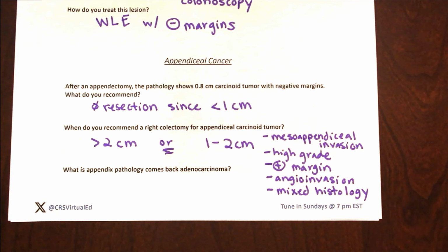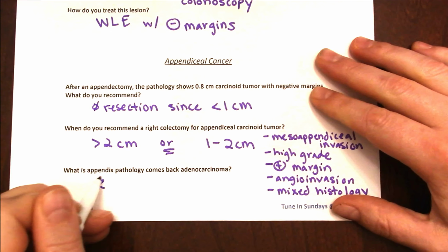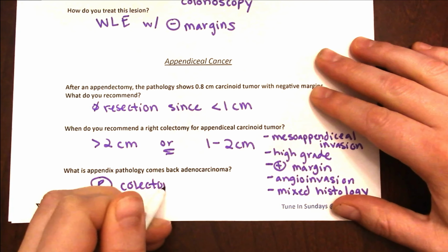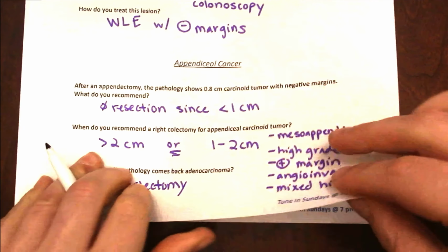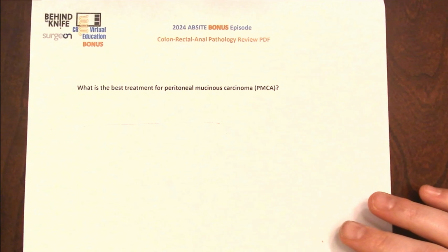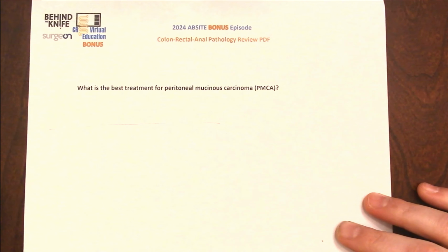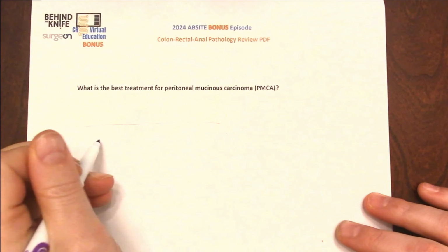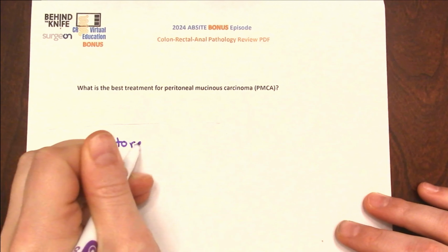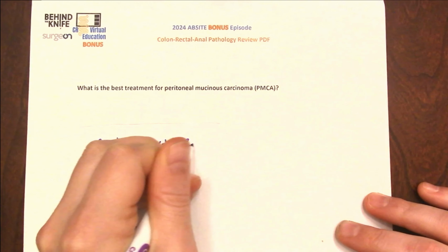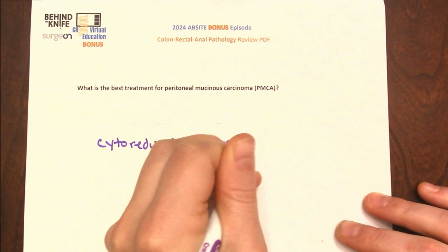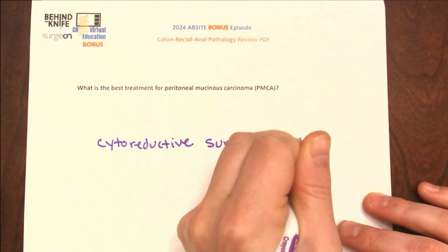And what if the appendix pathology comes back as adenocarcinoma? If you have an appendiceal adenocarcinoma, then you would go ahead and proceed with a right colectomy. Okay, and then what is the best treatment for peritoneal mucinous carcinoma or PMCA? This is a little bit debated, but it's cytoreductive surgery with or without HIPEC. And the cytoreductive surgery is the key point, but that has been shown to improve progression-free and overall survival for these patients.